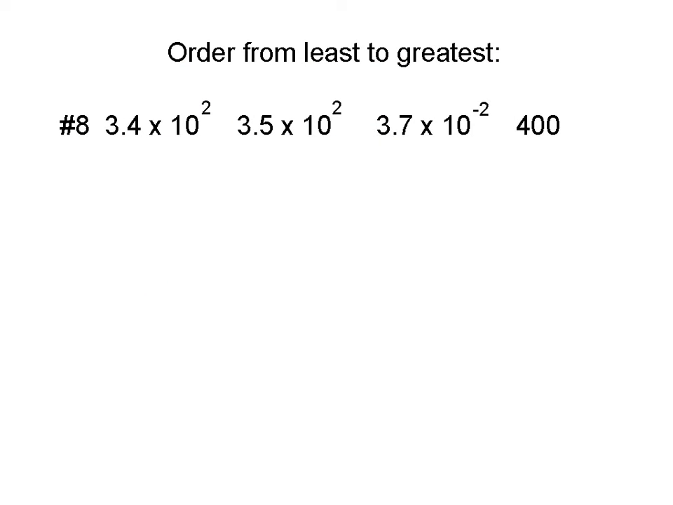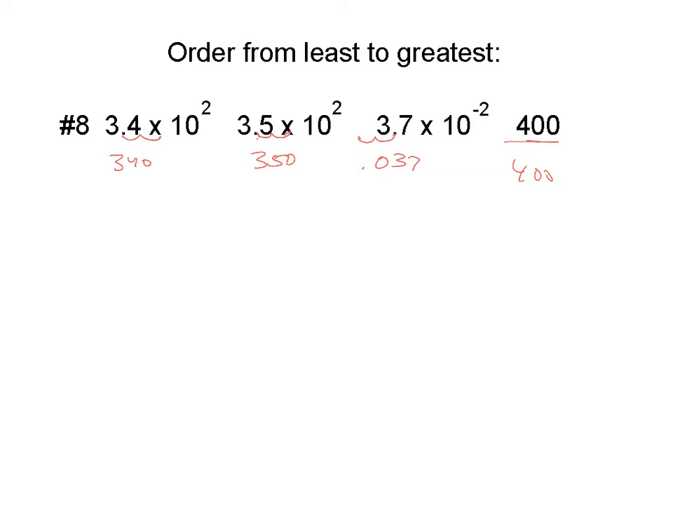And let's do one of the ones where you have to put them in order. Number 8 would be one example of that. So let's put these in order. Let's think through what they would look like. This one, if I moved it to the right twice, would be 340, right? This one moving to the right twice would be 350. This one I'd move to the left twice, so it would be that. So it's a tiny one, and this one's just plain old 400.